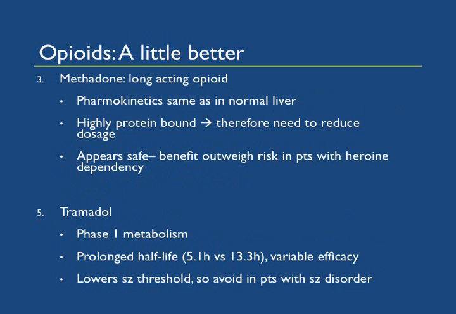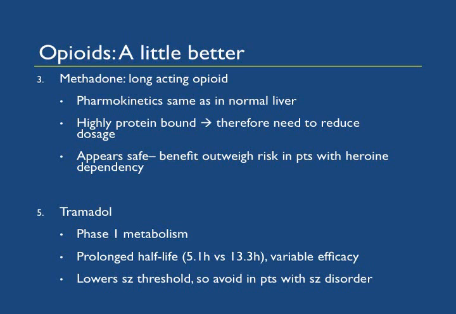Methadone is a long-acting opioid. The pharmacokinetics of methadone is similar amongst those with normal livers and those with liver dysfunction. It is highly protein bound, therefore dosage does need to be reduced in patients with liver dysfunction. Overall, methadone is believed to be safe in patients with liver dysfunction, and especially among those with heroin dependency, the benefit likely outweighs the risk.